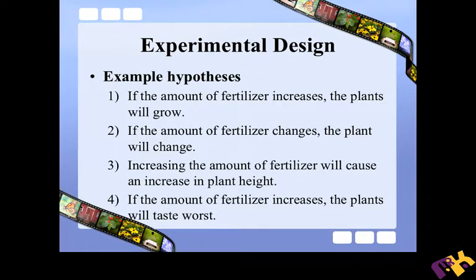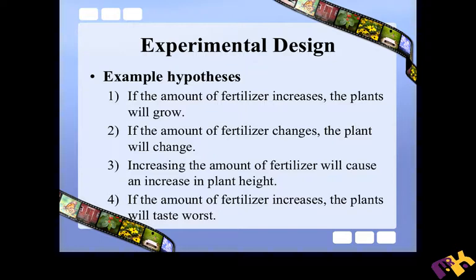Okay, so some example hypotheses in case you were wondering. Like, if the amount of fertilizer increases, the plants will grow. Is the if-then statement. I don't think it's very specific. We don't really specify a measurable part here. The plants will grow, like grow more than the other, faster than the control, or whatever. So we could probably revise this a little bit, but we do have our independent variable.